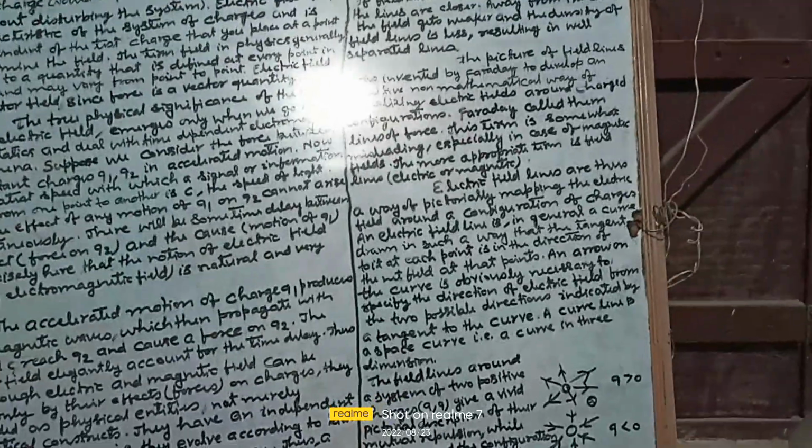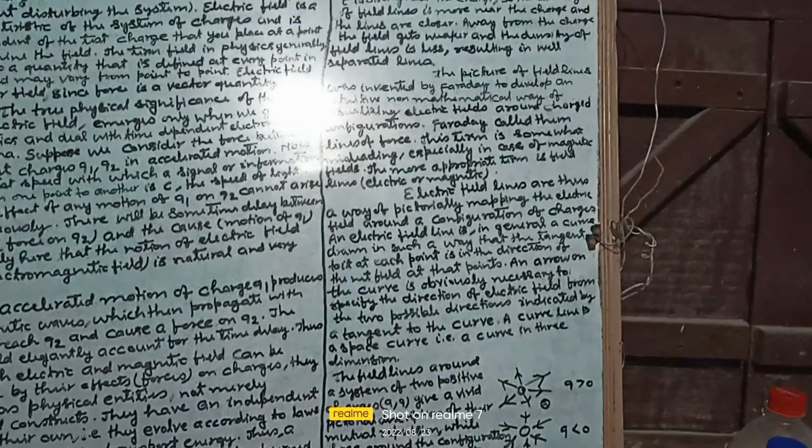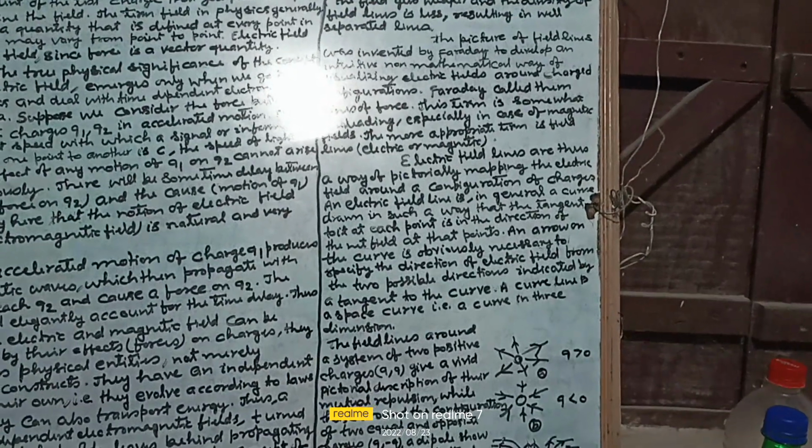The field lines around a system of two positive charges, q and q, give a vivid pictorial description of their mutual repulsion, while those around the configuration of two equal and opposite charges, q and minus q, a dipole, depict clearly the mutual attraction between the charges. Field lines have some general properties.